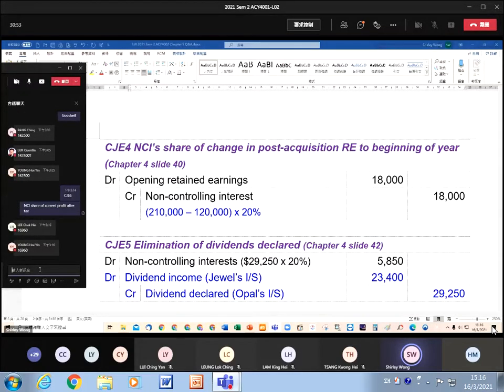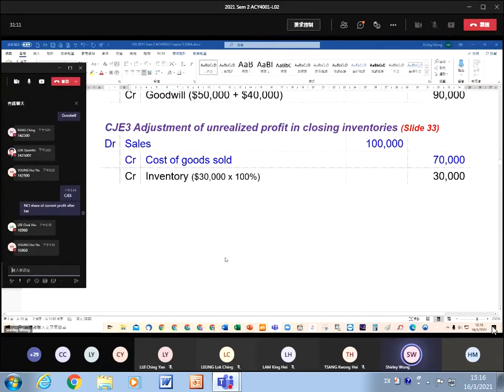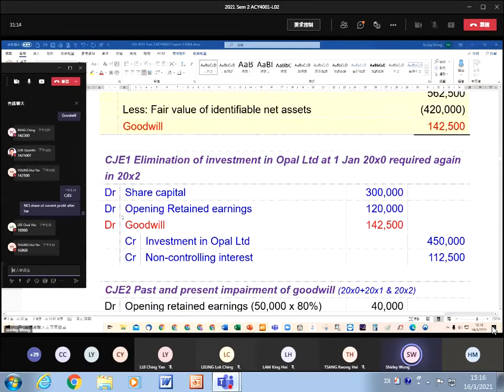So at least I know that you should have done that before you came to the class, because I asked you to do that before, right? So let's have a check on that. Remember, for CJE4 and CJE5, usually there is no entry that will hit the P&L of the subsidiaries. This is just the elimination. And CJE number 1 usually helps you to calculate the goodwill and also eliminate the investment in the subsidiaries. Therefore, we will not have any account that will hit the P&L of the subsidiaries.